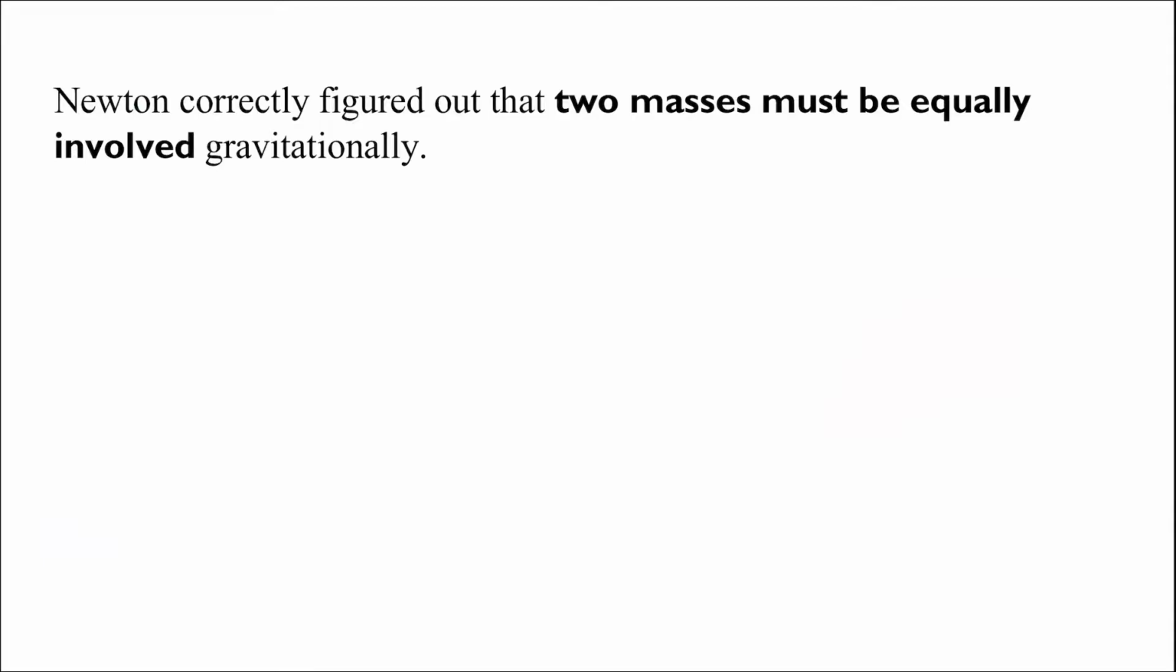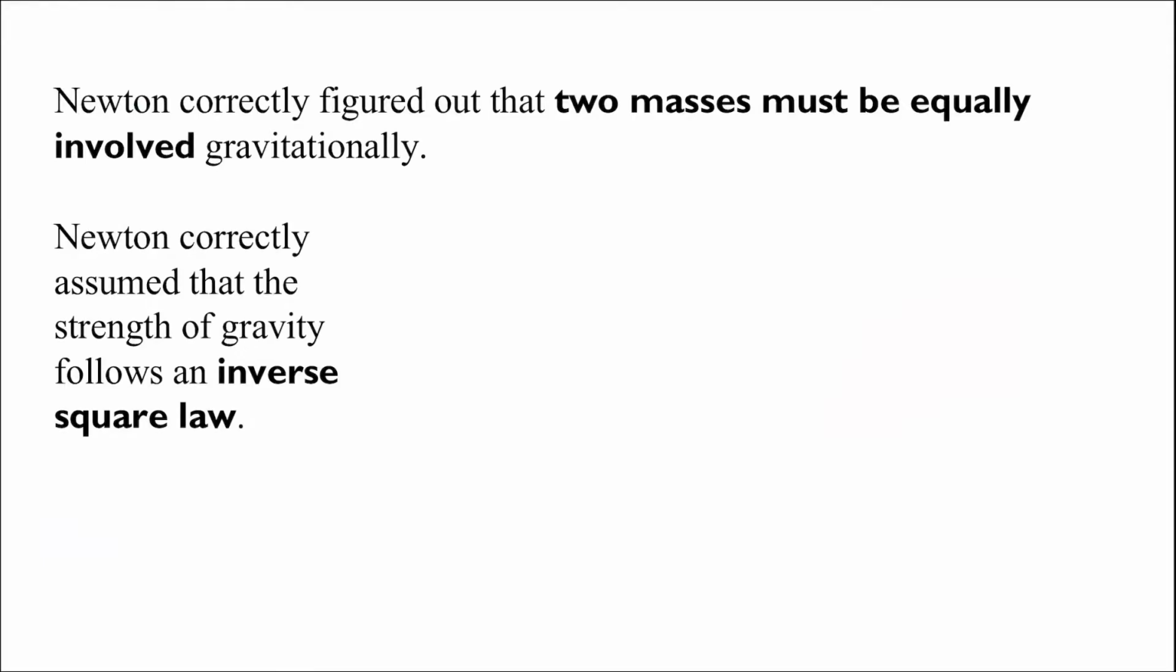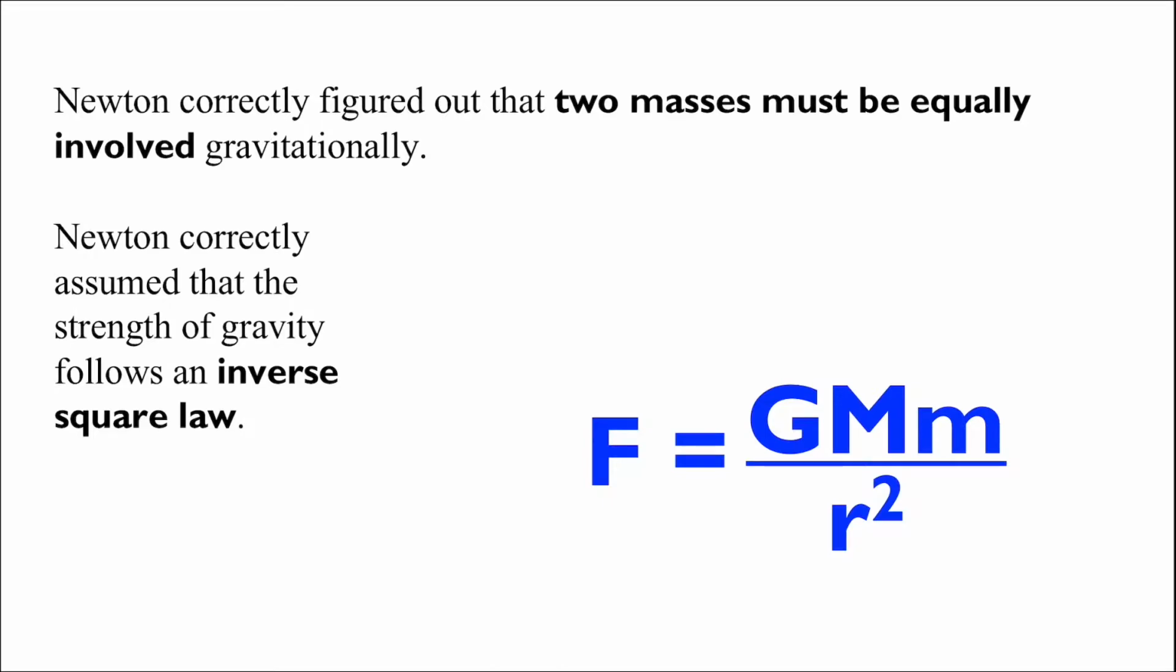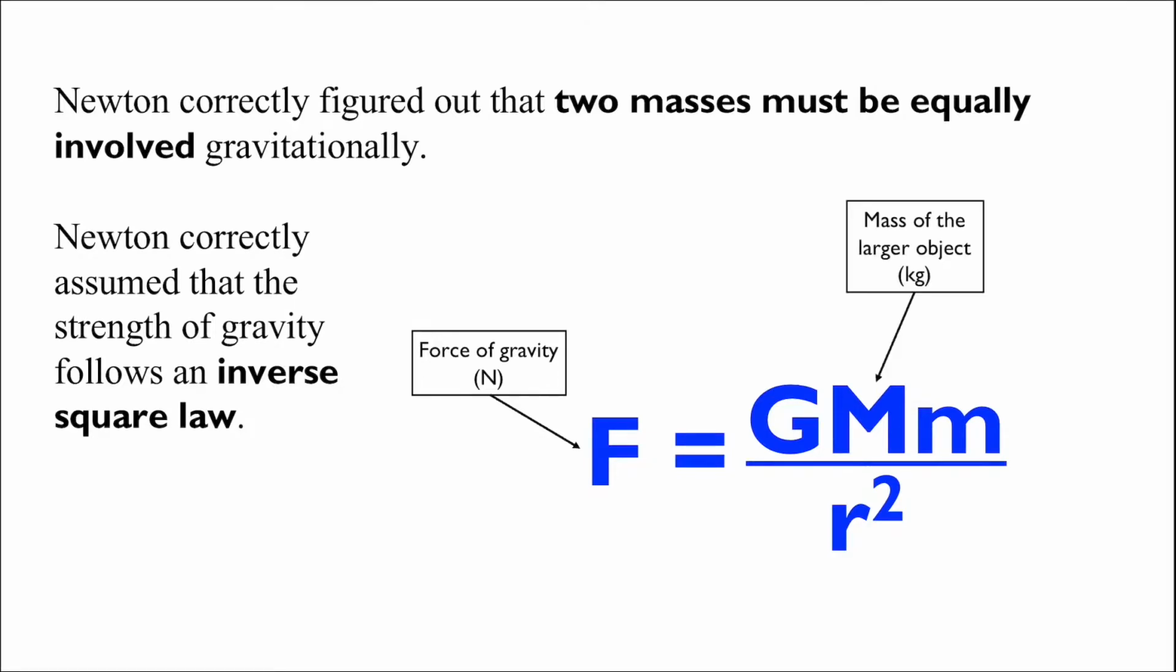He also determined that this gravitational attraction between the two objects follows what we call an inverse square law. This can be seen more clearly if we take a look at Newton's law of universal gravitation in equation form, which states that F equals GMm over r squared. In this equation, F is the force of gravity between the two objects, one of mass capital M and the other of mass lowercase m, though sometimes you may see these as m1 and m2.